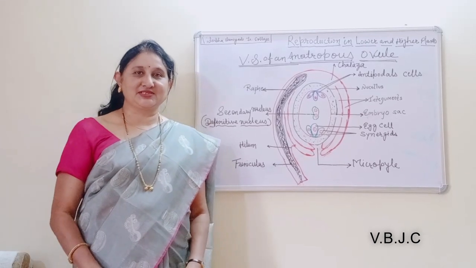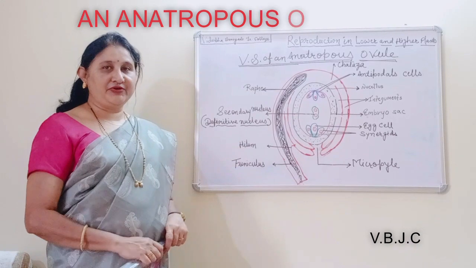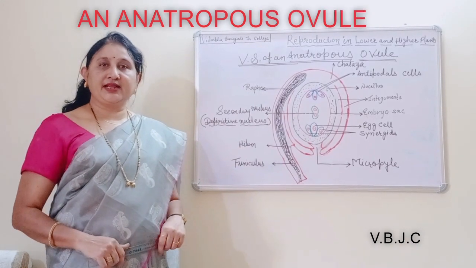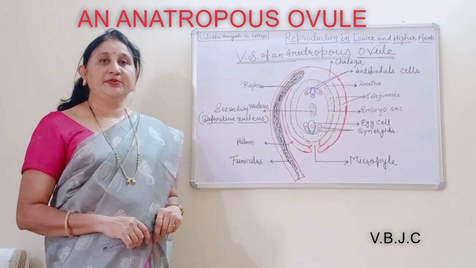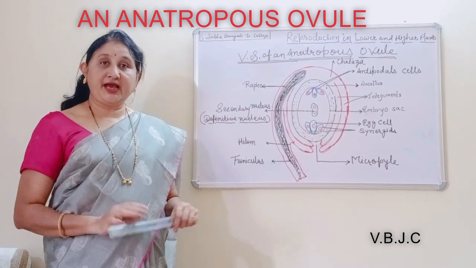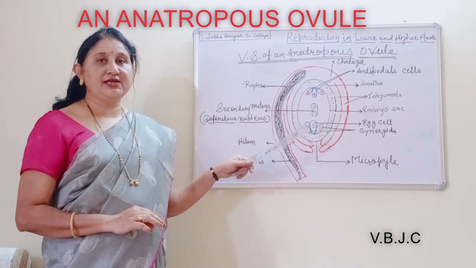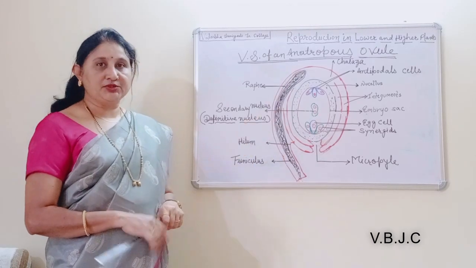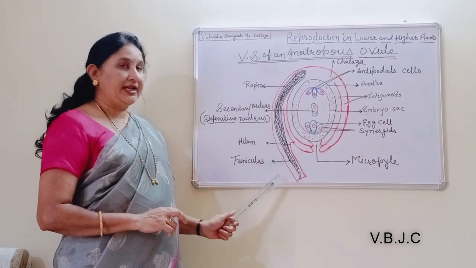Hello dear students, we are going to study the structure of an anatropous ovule. So what is an anatropous ovule? It is an inverted or bent ovule. It has a bent axis and the micropyle is downwardly directed, and it is called the anatropous ovule.